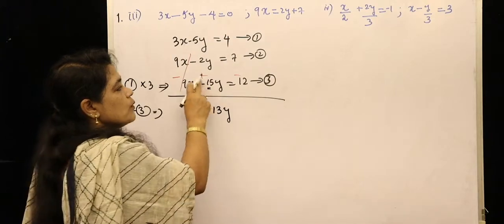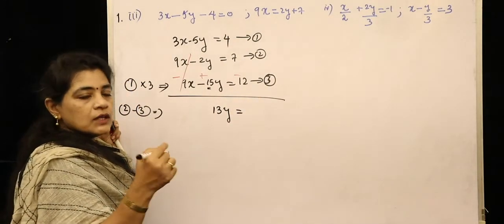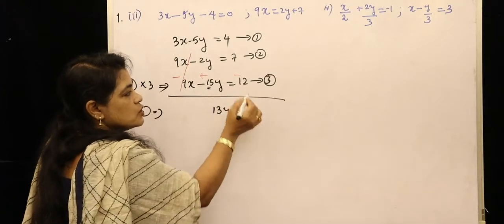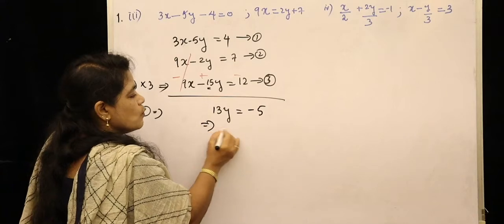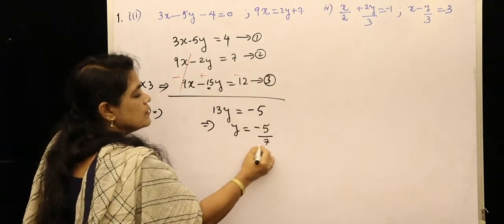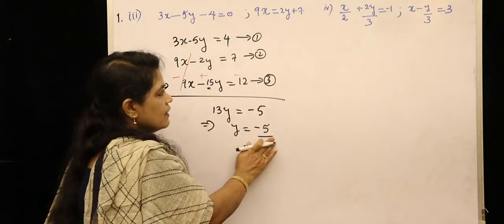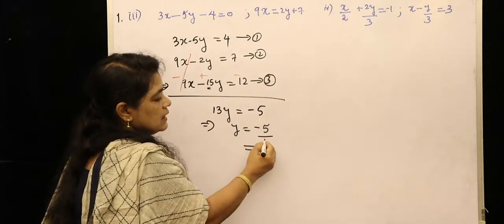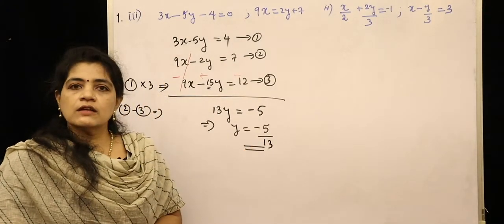And here what comes? 7 minus 12, take the difference and give the sign of this 12, that is minus 5. That implies y is equal to minus 5 by 7. Sorry, not 7. It is minus 5 by 13. This 13 will be there. So this is the value of y.